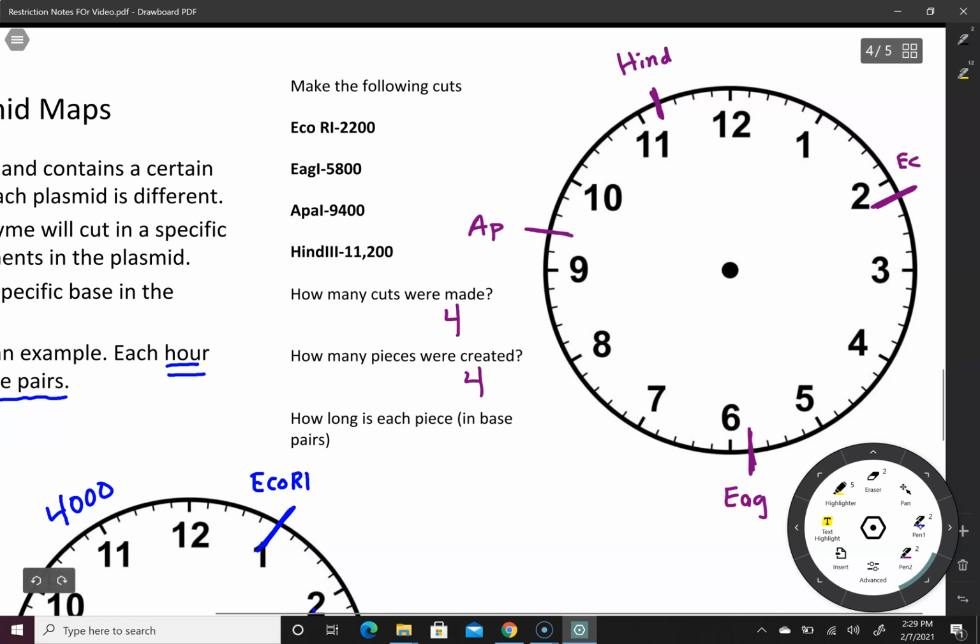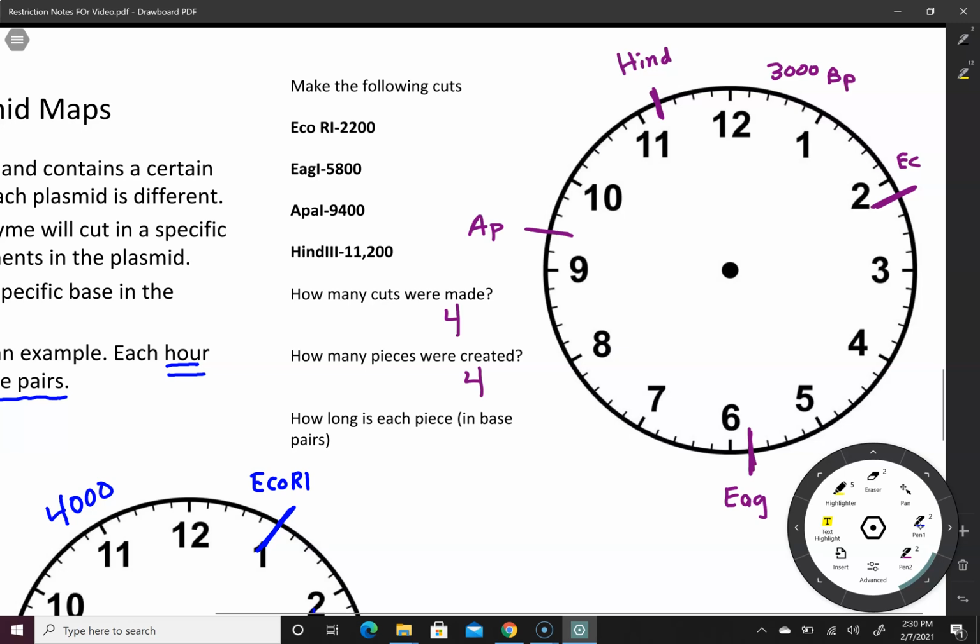But now, how big is each one? The general rule of thumb, and in the activity that you're going to do when we're done, is to put them in most to least order because that's how it's going to be run in the gel. So if we do our math real quick, we're going to see that this piece up here is 3,000 base pairs long. Okay, we add that up.